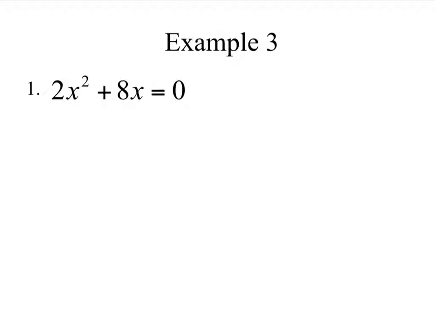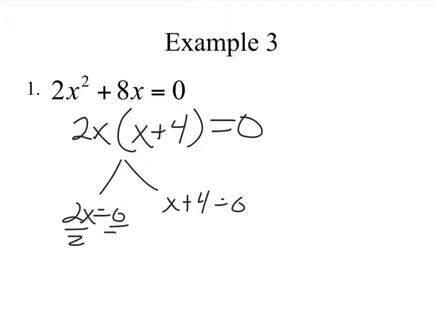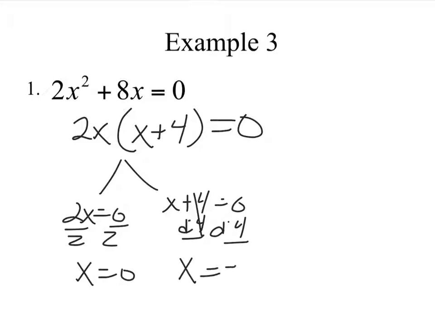So in the first problem, we're going to look for that GCF. In this case, it's going to be a 2x. So that's going to leave us with x plus 4. And we haven't done anything with that equals 0. Just like when we had the double parentheses yesterday, we're going to split this into 2 pieces. So we have 2x equaling 0 and x plus 4 equaling 0. Divide each side by 2. X equals 0. Add negative 4 to each side. You have x equaling negative 4.